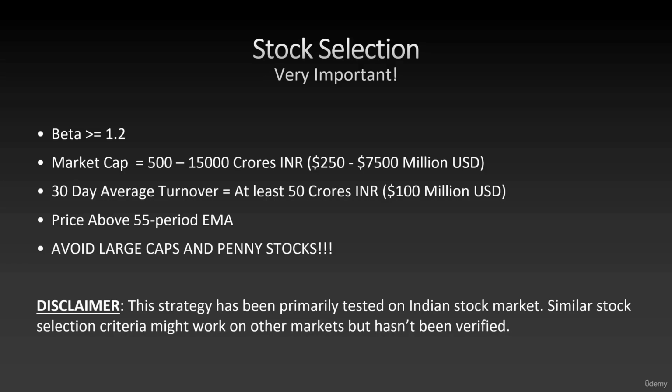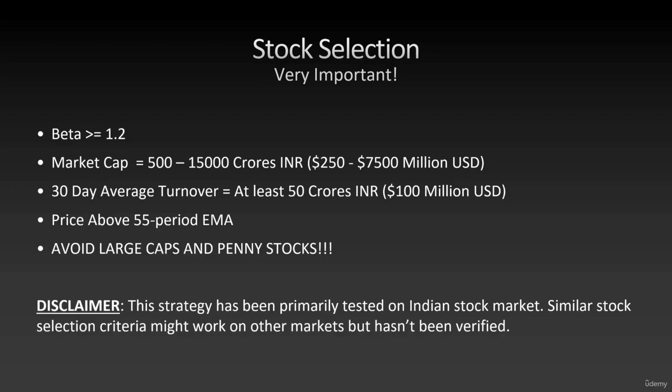And this is about the trend filter. And finally, you have to avoid large caps and penny stocks. Large caps because, as I was saying, they are not suitable for momentum trading because they don't usually move much, right? And penny stocks because they are too volatile for any strategy, including a momentum one. They will be stuck in circuits sometimes, and it won't be possible to get out of those stocks if they go against you. So you have to avoid these kinds of stocks, large caps and penny stocks.